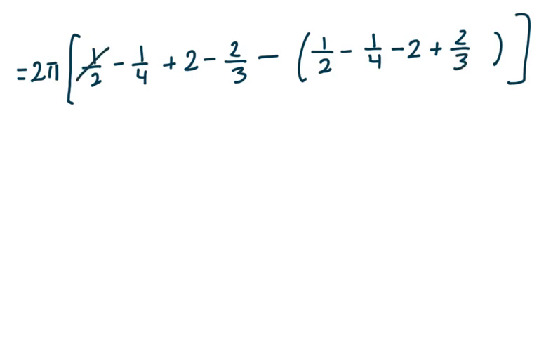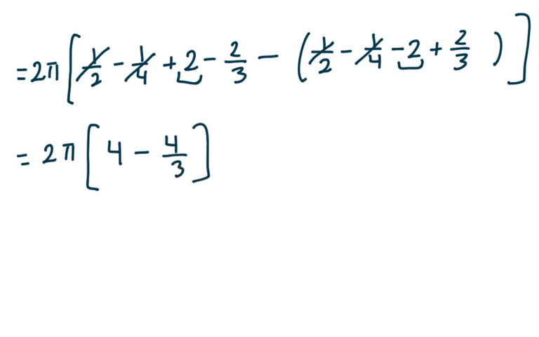So the 1/2s are going to cancel. The -1/4s are going to cancel. And this is 2 pi times, now, 2 minus a -2 is 4, and -2/3 minus 2/3 is minus 4/3. And so this is going to be 16 pi divided by 3.